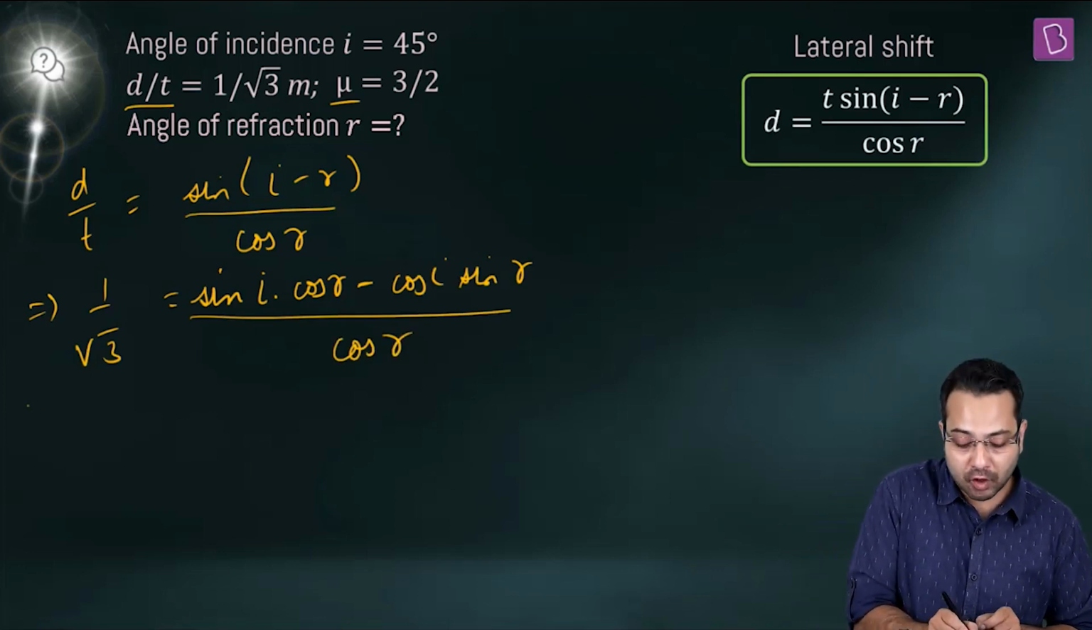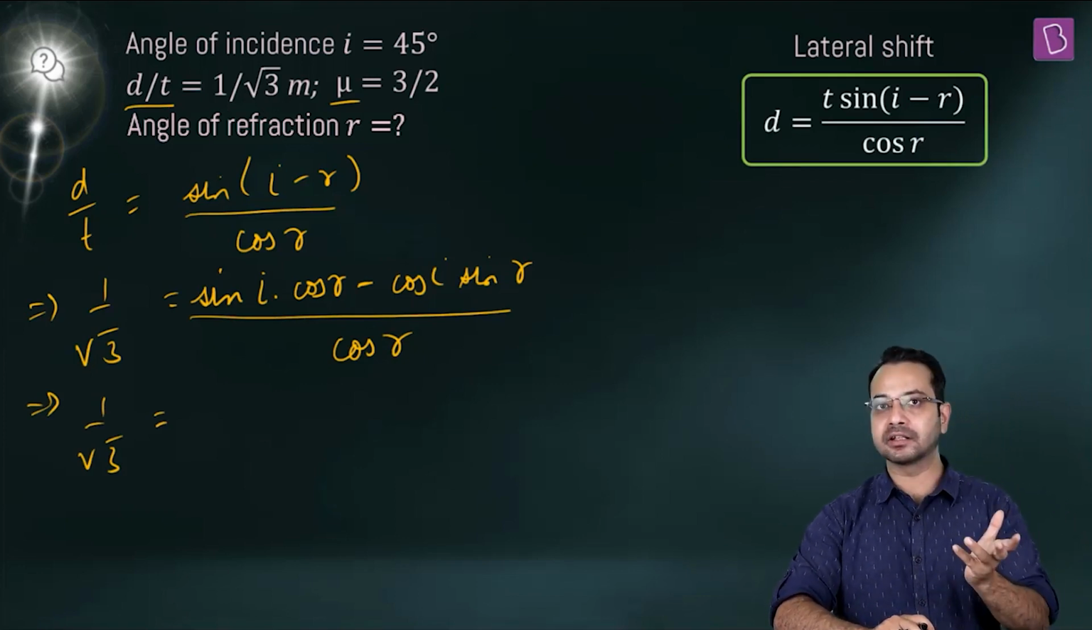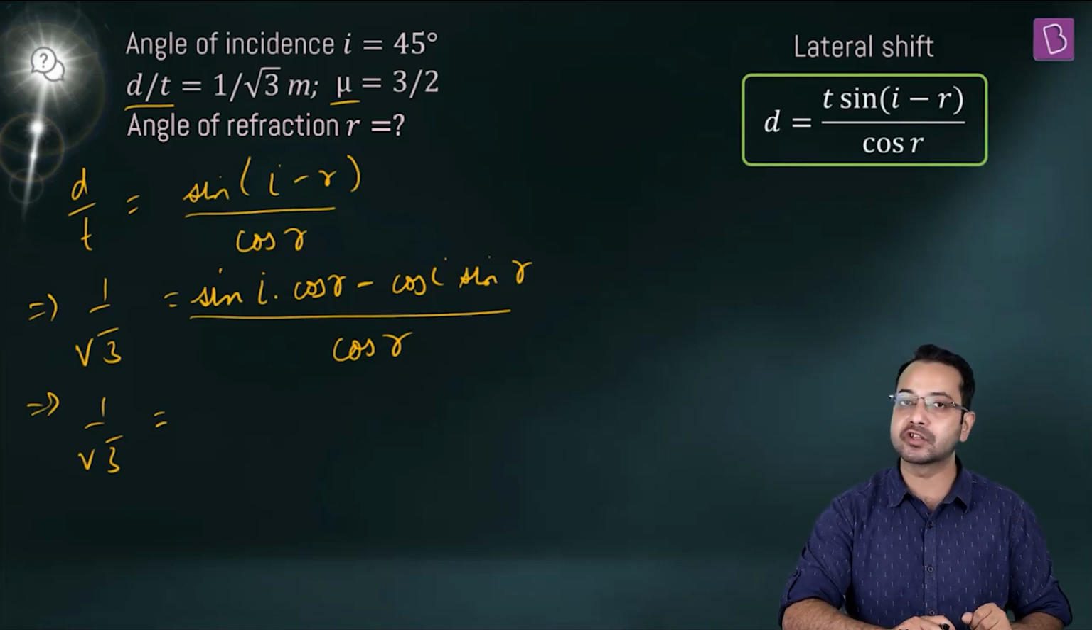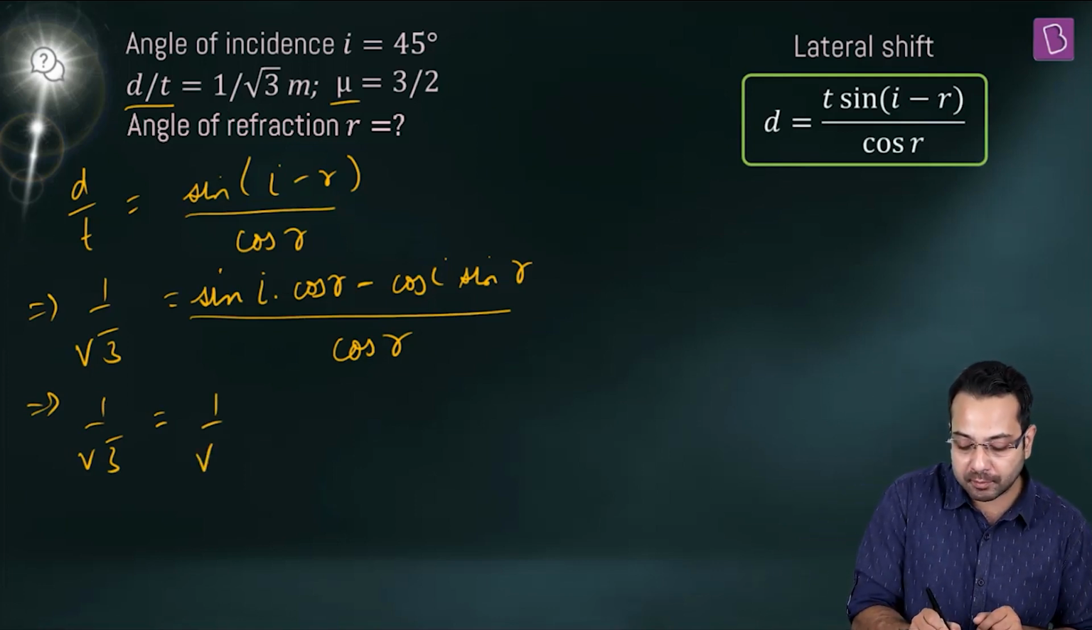So from here, what can I see? 1 by root 3 is equal to the sine i and cos i. So angles are 45 degree. So sine i is going to be 1 by root 2 and cos i is also going to be 1 by root 2. So can I take it common?